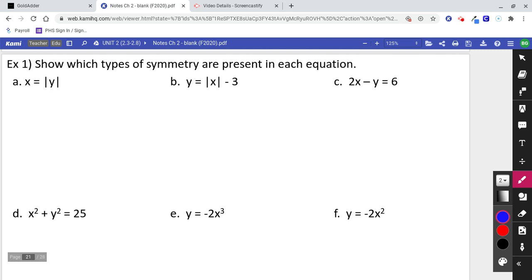Show which types of symmetry are present in each equation. So you can do this algebraically or you can do this geometrically. I think geometrically is a lot easier. We're going to graph the equations and look for the symmetry.